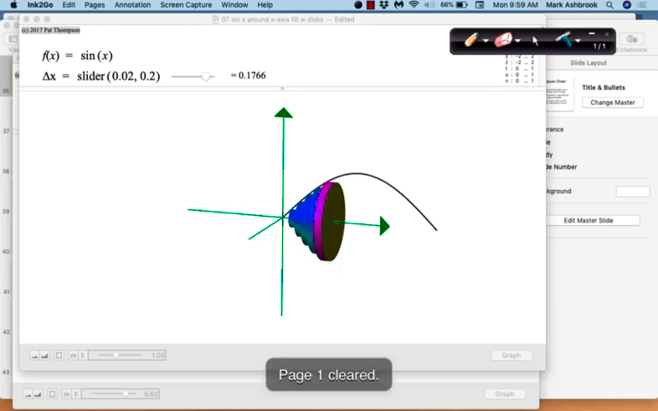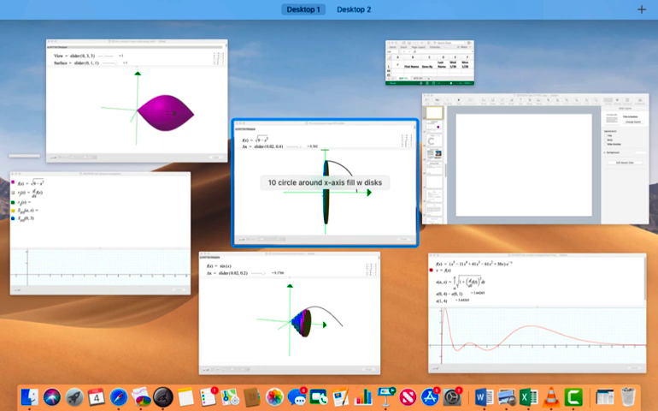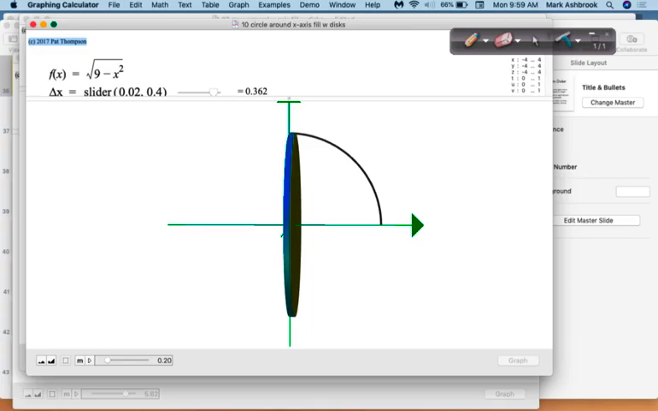Okay, so let's look at, rather than doing the sine curve, let's do the function for a circle, and this is a circle with radius 3. So the top half of a circle with radius 3 is the square root of 9 minus x squared. So that's my function.